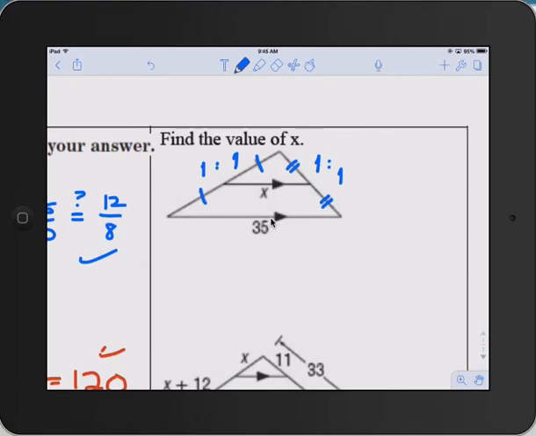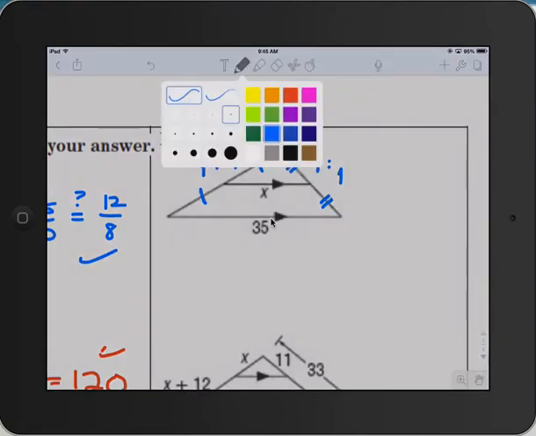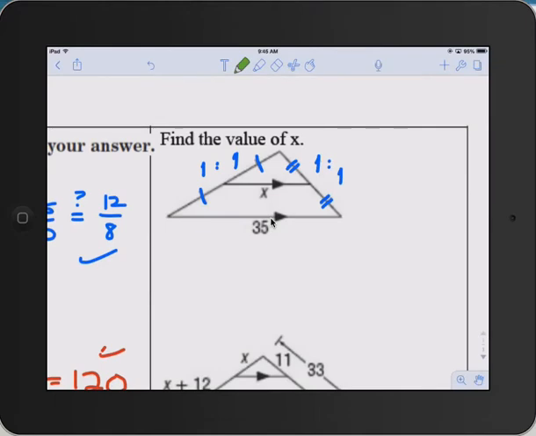Okay, so if you compare x to 35, on this one, we're not using the segments on the sides, so this is actually not really a problem from this lesson. This is really using similar triangles. Because the segments are parallel, that's going to make the corresponding angles congruent, and the triangles are similar by angle.